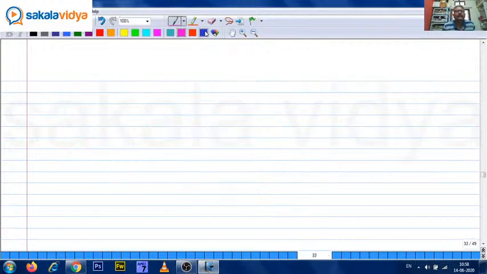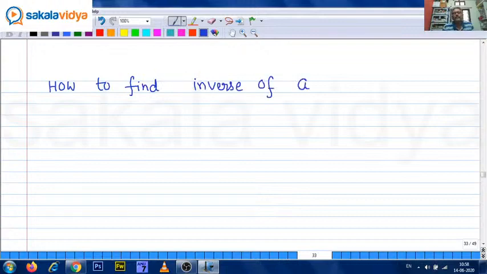Okay, next. How to find inverse of a function? Inverse of a function.